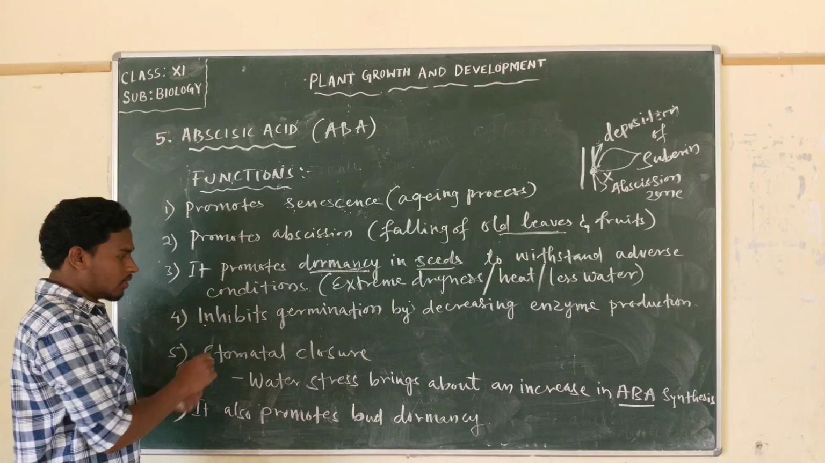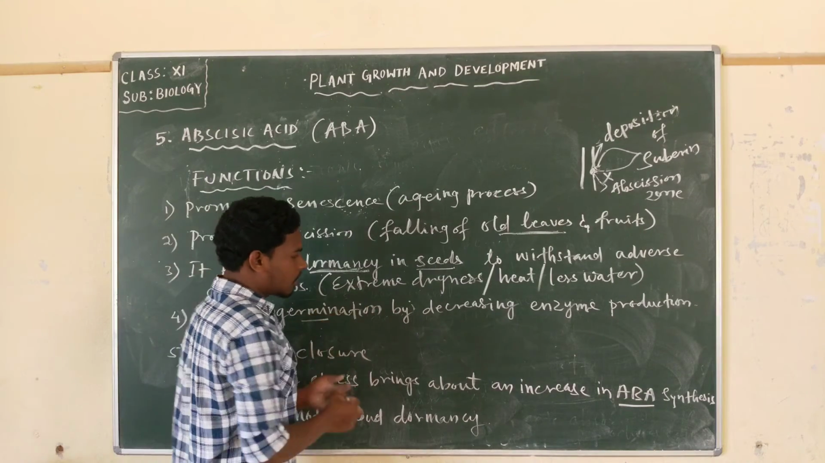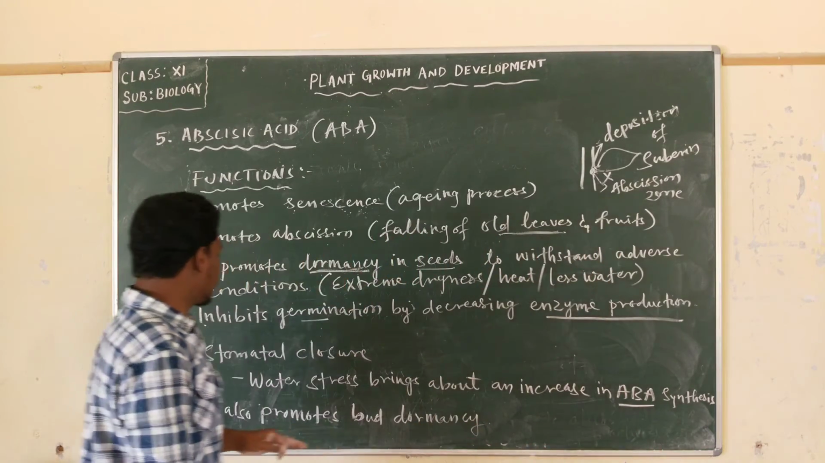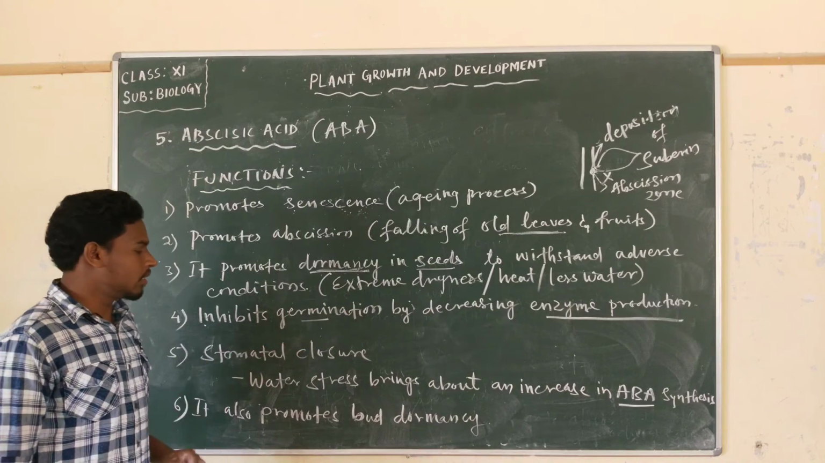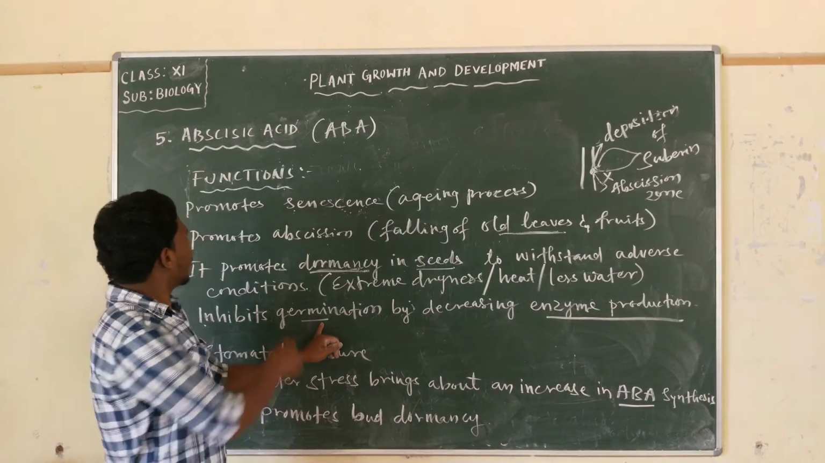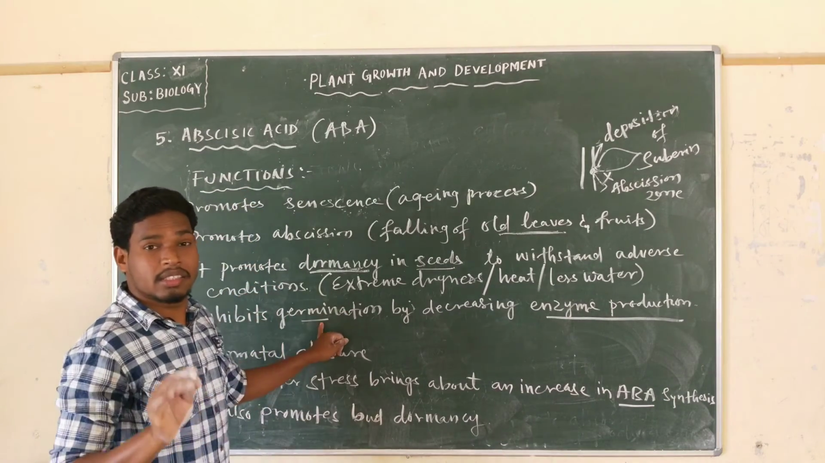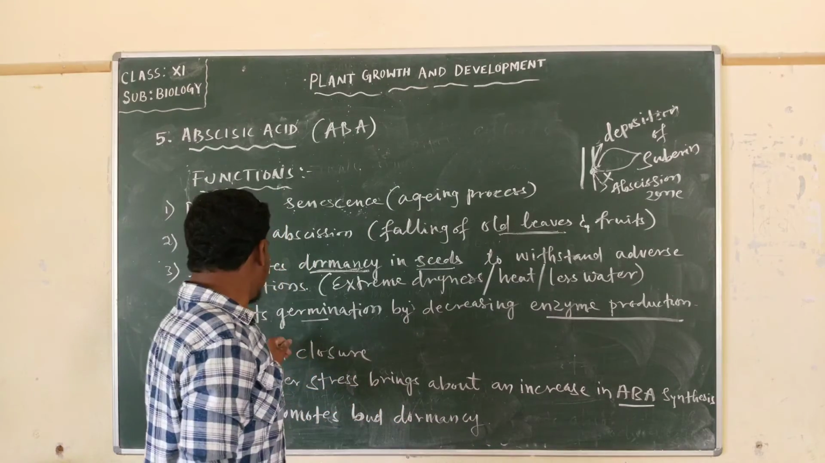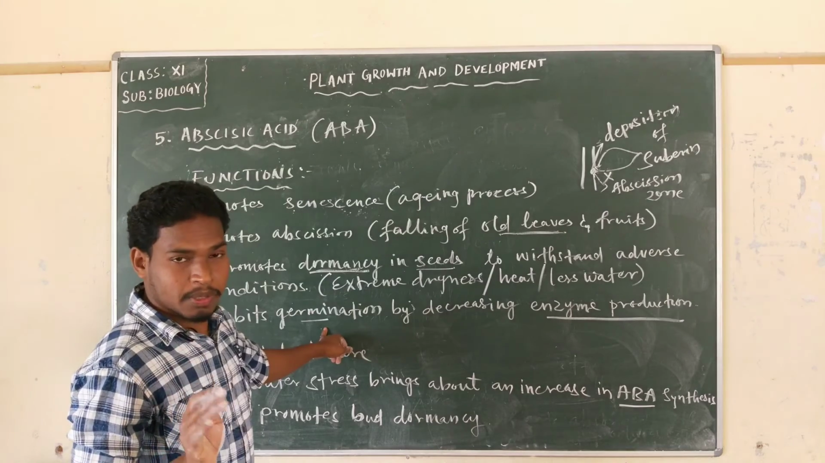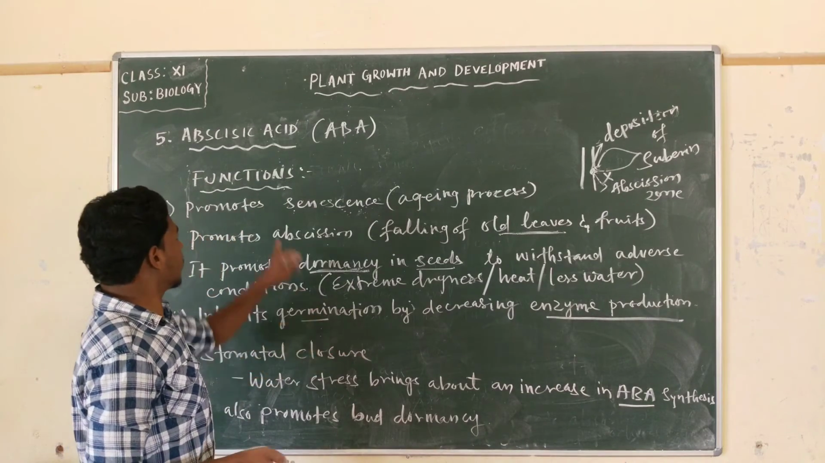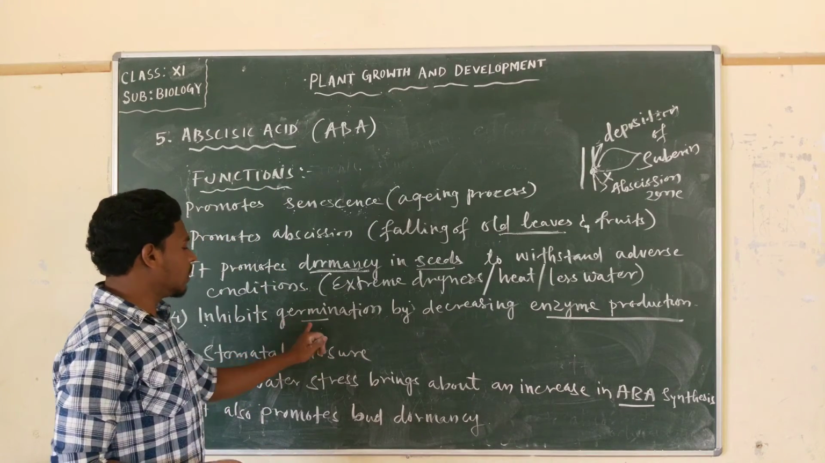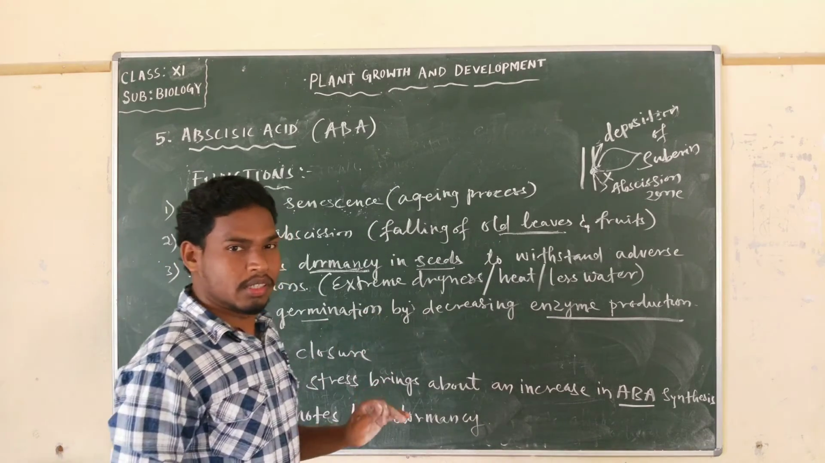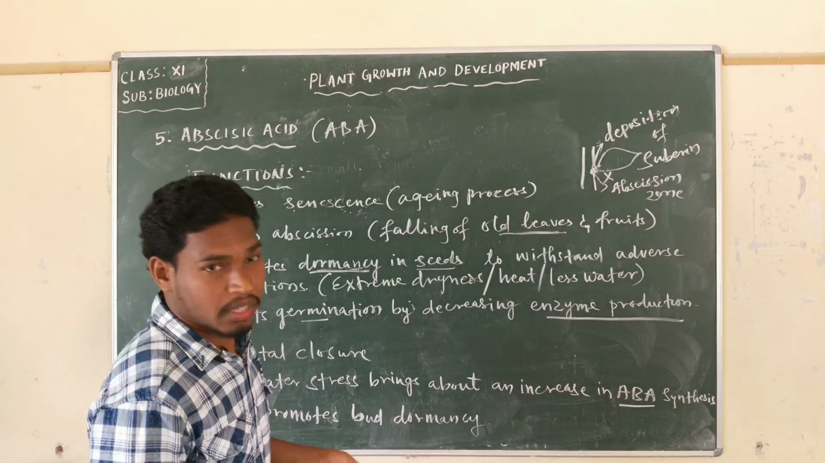And the fourth function is that it inhibits germination by decreasing enzyme production. By decreasing enzyme production, it inhibits germination. It is just the opposite of gibberellic acid. Gibberellic acid promotes germination, but abscisic acid inhibits germination. These two functions are opposite, so they play an antagonistic role, right?